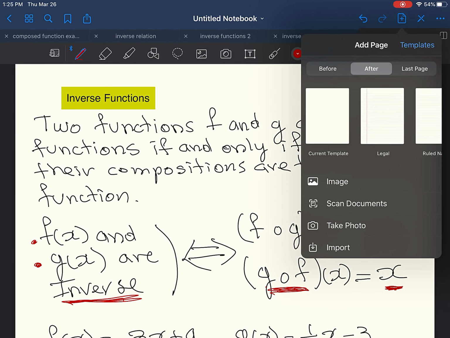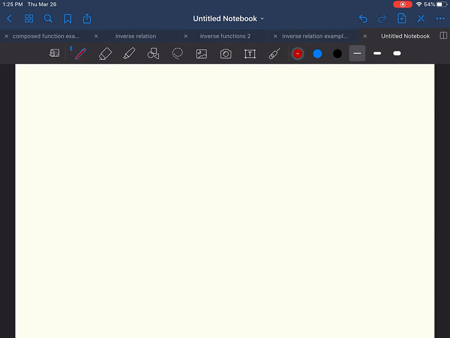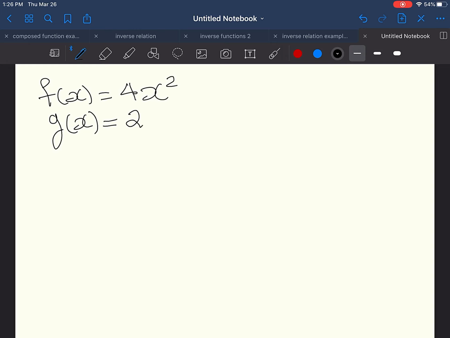Using another example, let me find another problem. Suppose you have f, let me write it this way in black. I like to use black color. The function f(x) is equal to 4x squared, and g(x) is 2 square root x. And the question is: determine whether this pair of functions are inverse.